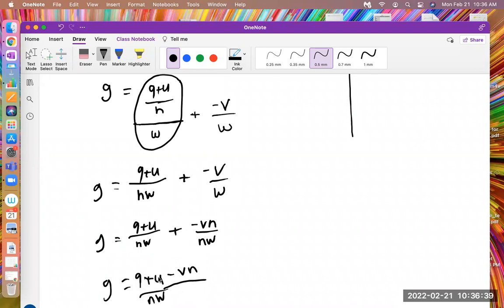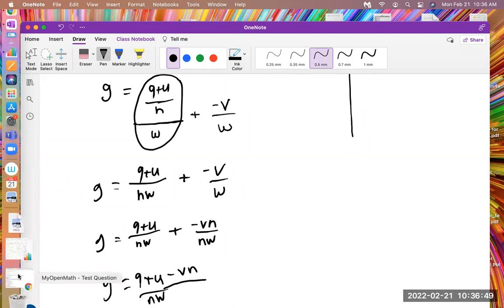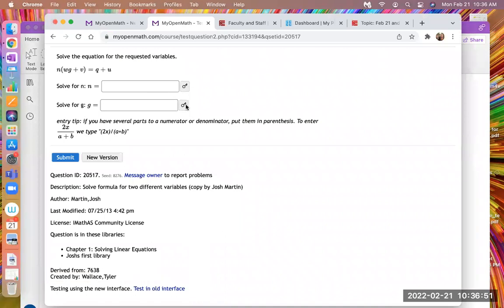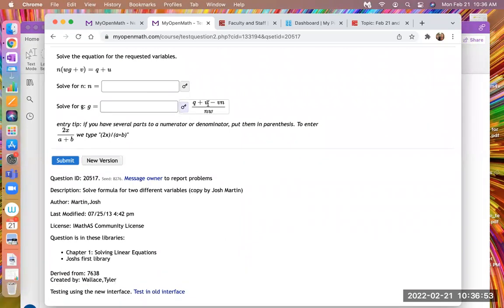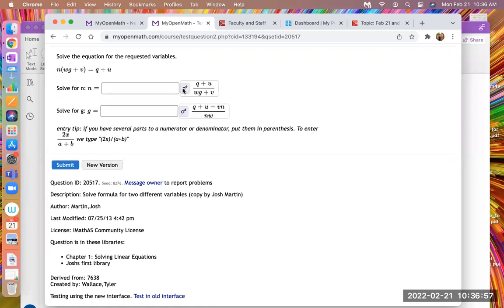Q plus u, I added this numerator plus this numerator, or I actually ended up subtracting, right? Minus vn all over nw. And that's our final answer. And we can double check it here. Q plus u minus vn over nw. And this one was just the original one.